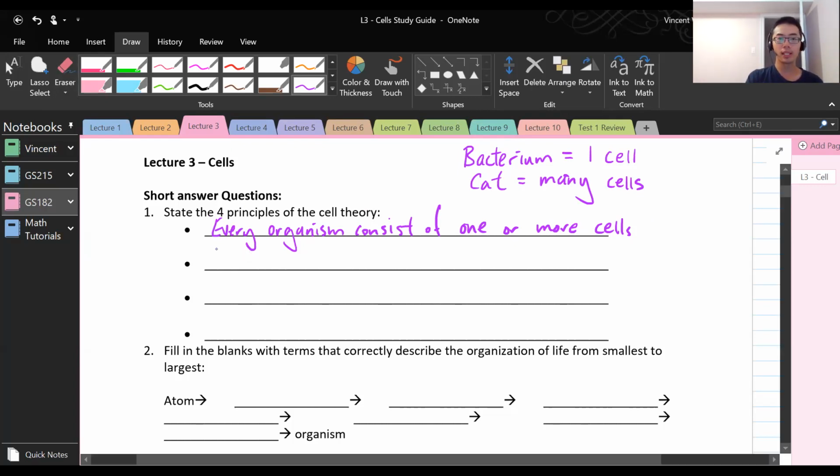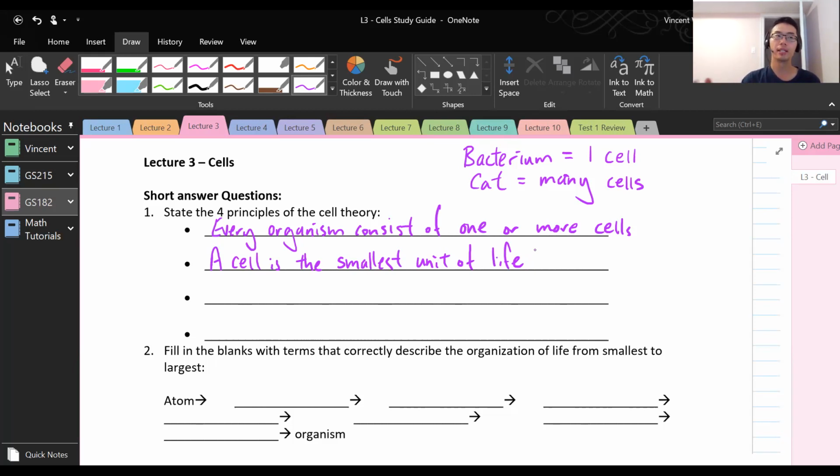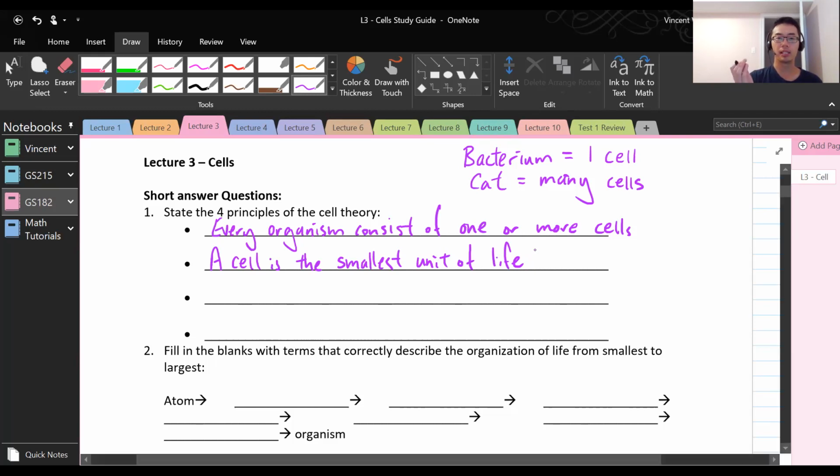Okay. What is a cell? That's the second part of the cell theory. A cell is the smallest unit of life. It exhibits all the characteristics of life, and we learned about the characteristics of life in the first week. There is complexity to it, it requires energy, it is able to maintain homeostasis. So a cell is the smallest unit that exhibits all those properties.